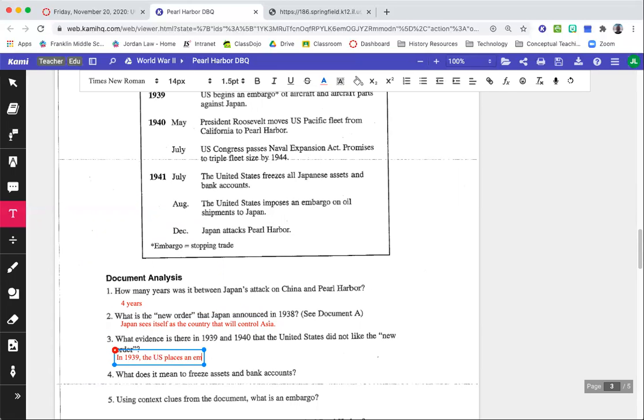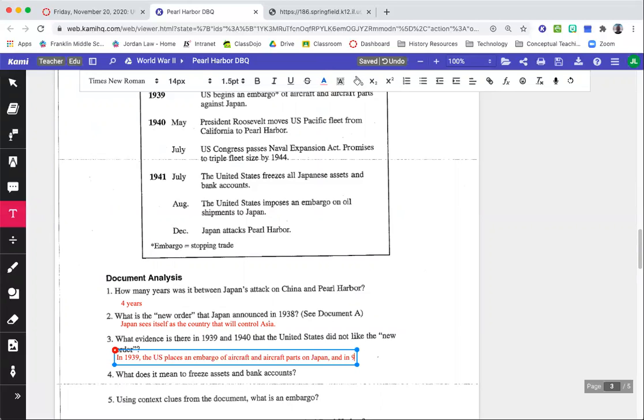Places an embargo of aircraft and aircraft parts on Japan. Okay. And then in 1940, it has to do with the U.S. Navy, where we not only move it to Hawaii, but we also triple the size of it, right?